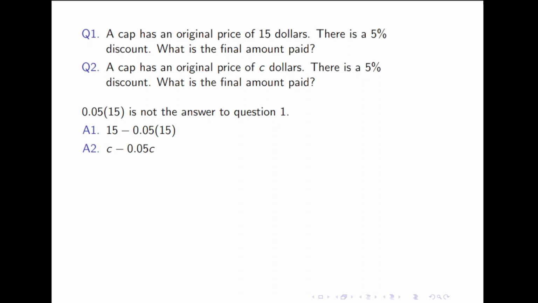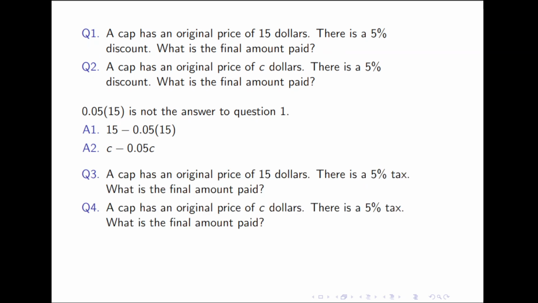The answer to question 2 is C minus 0.05 times C. Notice the similarity. Both answers are the original price minus 0.05 times the original price. The only difference is that in question 1, the original price is 15, while in question 2, the original price is C.